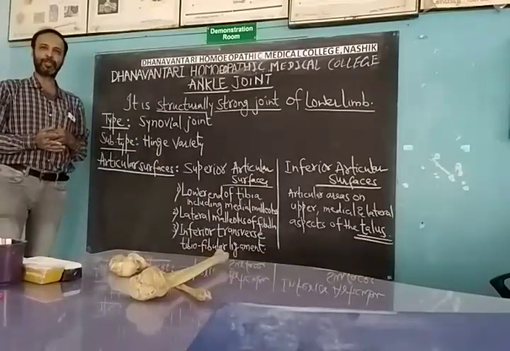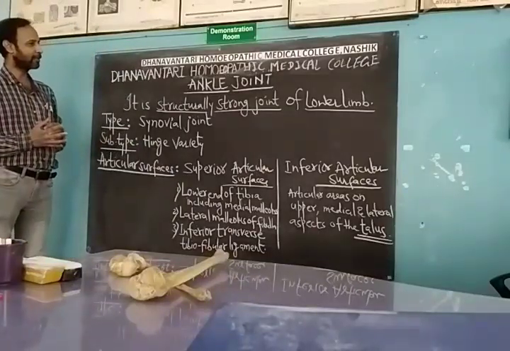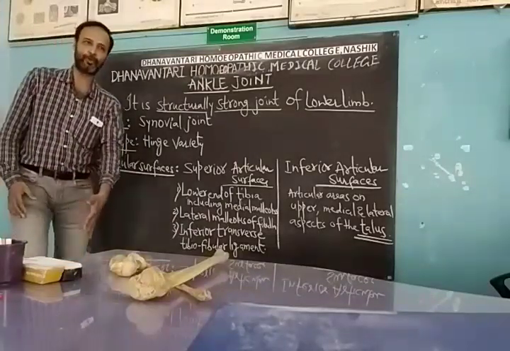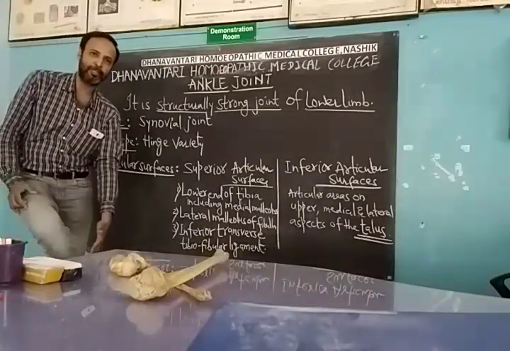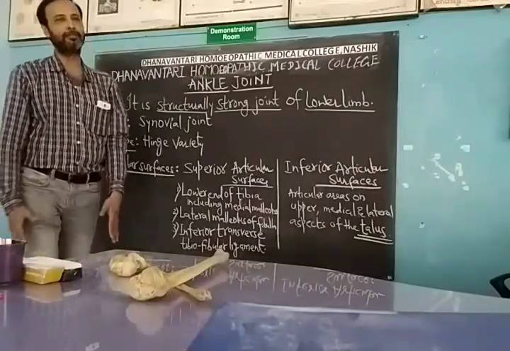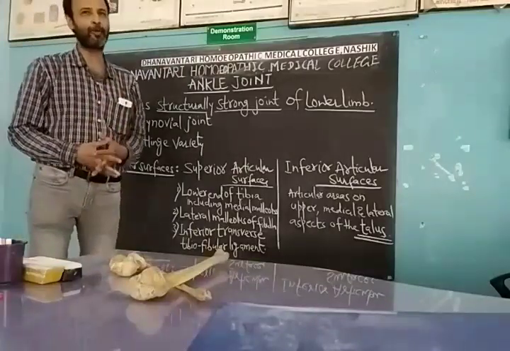Last time we learned about the knee joint. Today we are going to learn about the ankle joint. We know that this is a joint of the lower leg, between the lower part of the leg and the foot. And it is very important to know its anatomy.